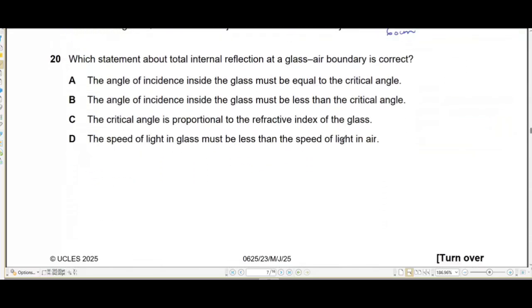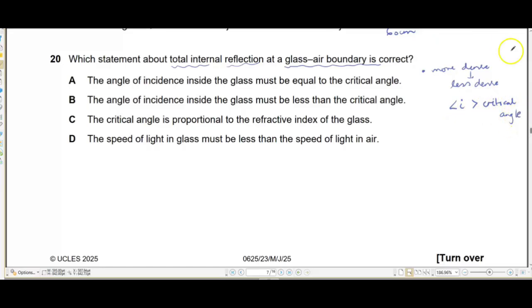Moving on to question number 20. Which statement about total internal reflection at glass air boundary is correct? For total internal reflection to occur, the first thing is that the light has to move from a more dense to less dense medium, and the angle of incidence has to be greater than the critical angle.